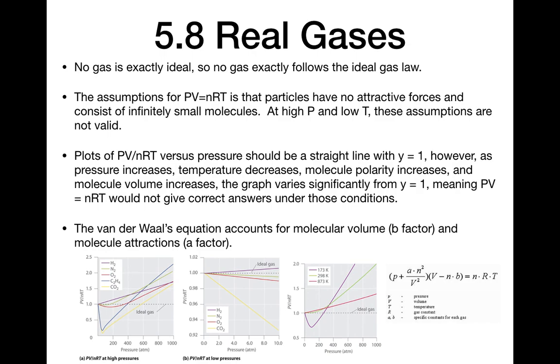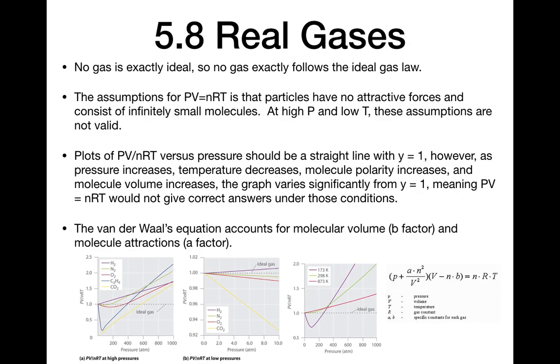At high pressures and low temperatures, you can't really assume no attractive forces and infinitely small molecules, because at high pressures and low temperatures you are crowding molecules very close together, and so their molecular volumes become a large percentage of the volume of the container, and attractive forces are more likely to form under those conditions. Plots of PV over nRT, if you think about it, PV over nRT should equal 1 if the ideal gas law is being followed.